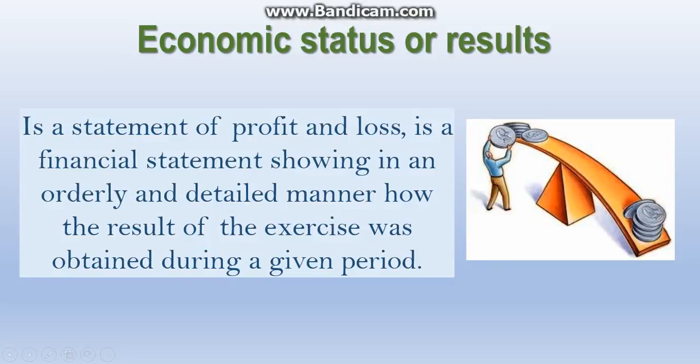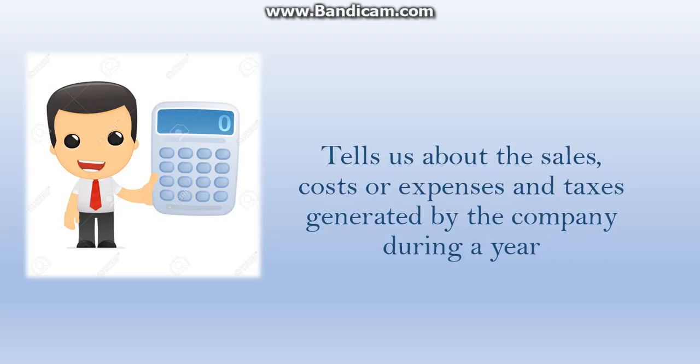Economic status or results. When we talk about economic status, we talk about a statement of profit and loss. It's a financial statement that shows in order how the result of the exercise was obtained during a given period. This also tells us about the sales, cost or expense and taxes generated by the company during a year.